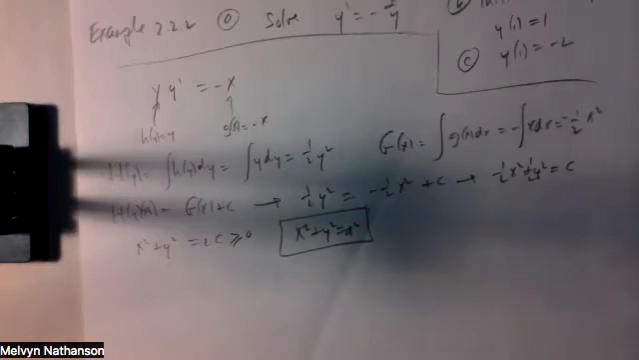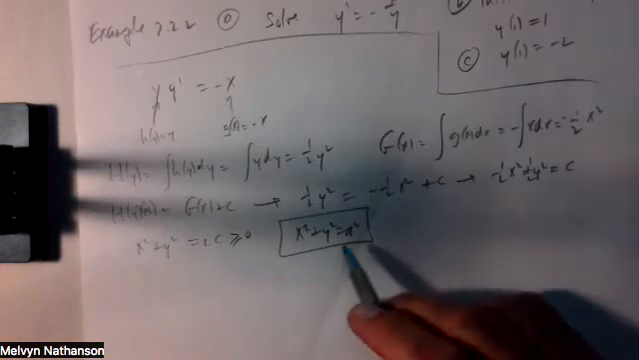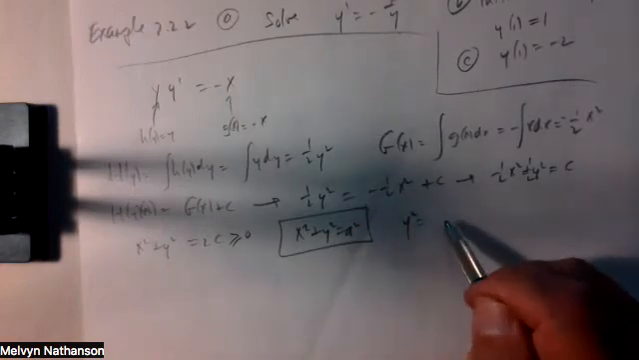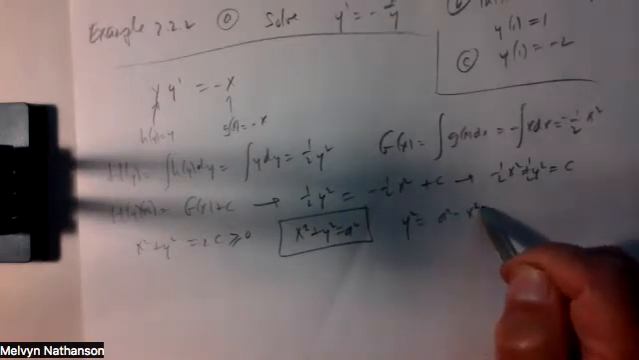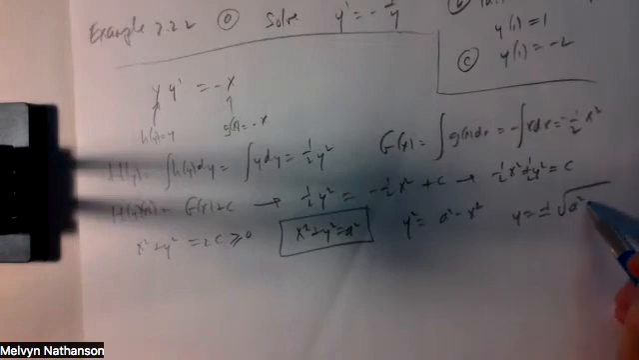So any solution of this differential equation satisfies x squared plus y squared equals a squared. And we can solve this for y. y squared is a squared minus x squared. So y is plus or minus the square root of a squared minus x squared.